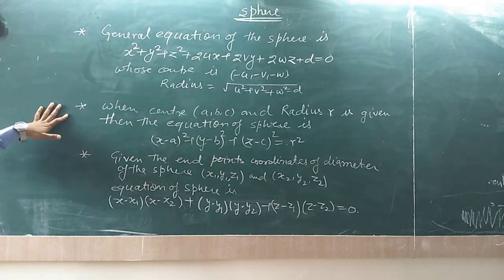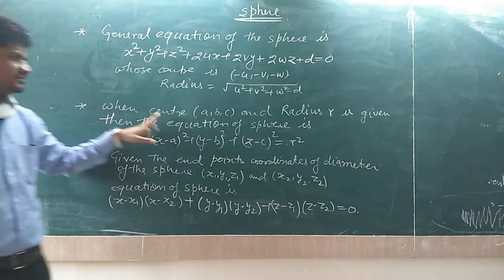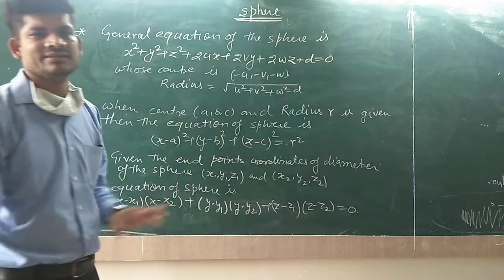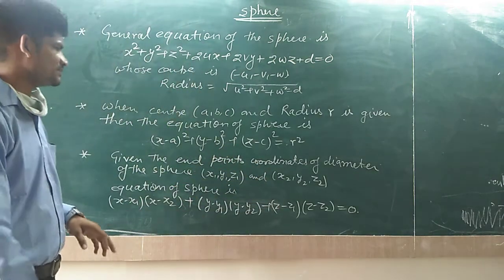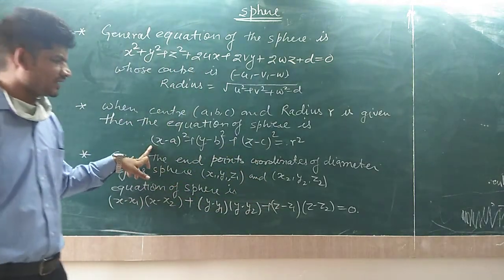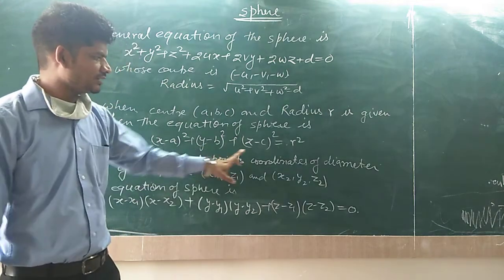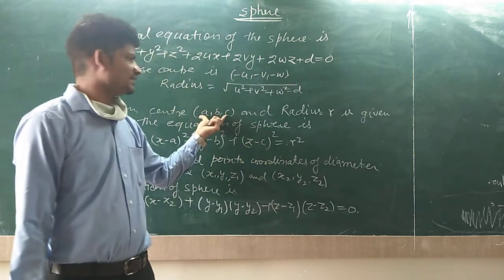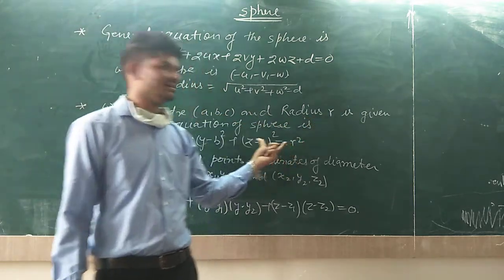And the next formula: when the center (a, b, c) and radius r are given, then the equation of the sphere is (x minus a) square plus (y minus b) square plus (z minus c) square equal to r square, where (a, b, c) is the center and r is the radius.